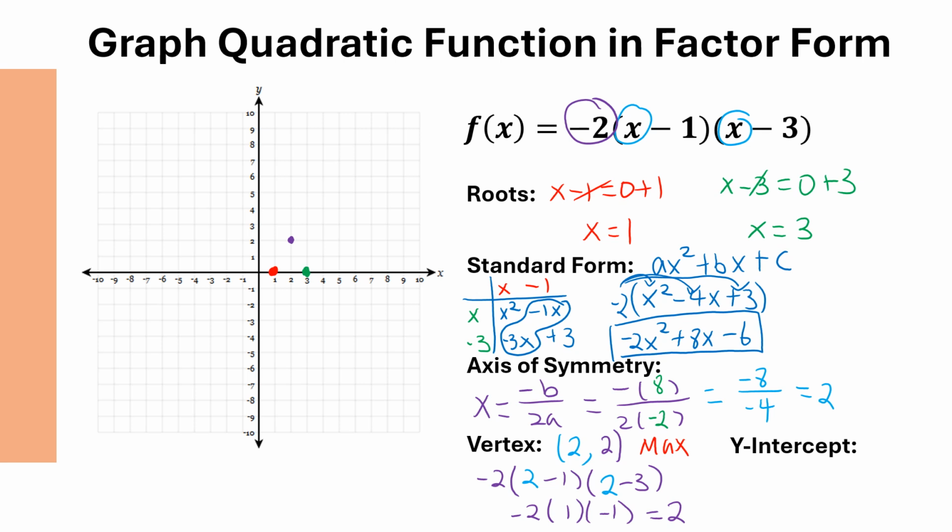And the last thing we can find is the y-intercept from the standard form, and that's the constant. So the y-intercept for this quadratic function is (0, negative 6), and you're going to plot negative 6 on the y-axis, which is right here. So now we can connect those points, and here's the parabola for this quadratic function.